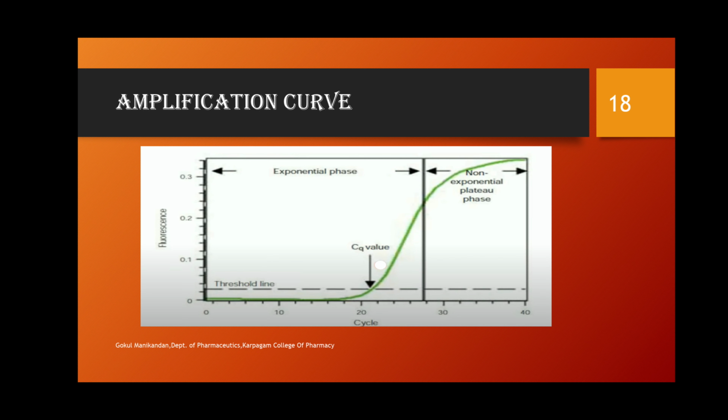And next come the threshold line and the Cq value. These two are the most important things in detecting the presence of the DNA strands or a virus. The threshold line is nothing but a point above which the fluorescence can be detected over the background fluorescence. And the Cq value is nothing but the point at which the threshold line and the amplification curve intersect. It is known as the Cq value. Why is it so important?